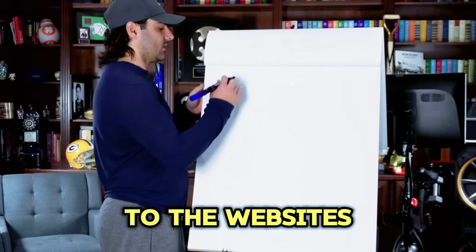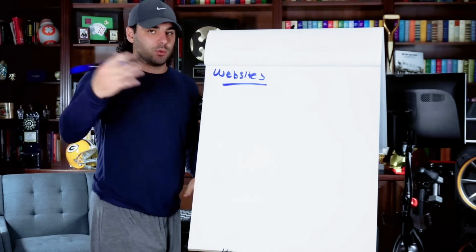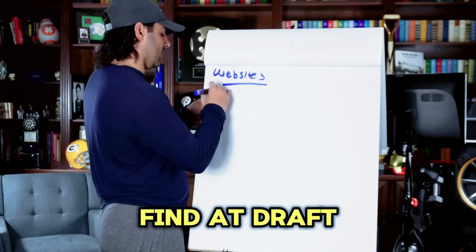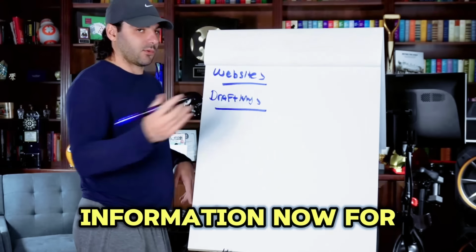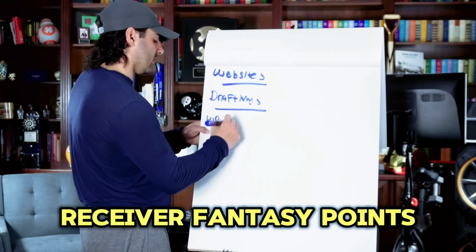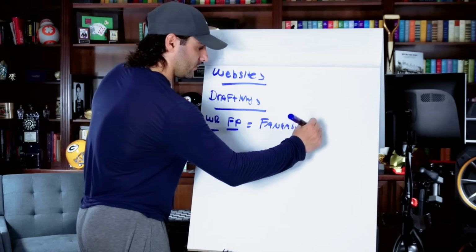Now let's get to the websites that I promised you guys, all right? The websites are where you could find the favorable matchups. Okay, so first let's talk about the sportsbooks. That same game parlay you could find at DraftKings. Okay, you can find that same game parlay there, but then the information now for the receiver fantasy points, okay, so wide receiver fantasy points, you're going to look at Fantasy Pros.